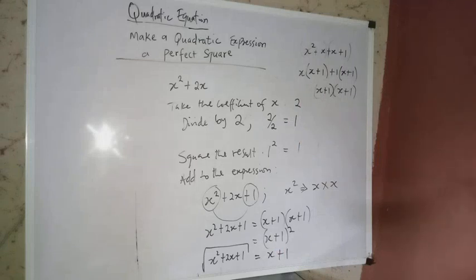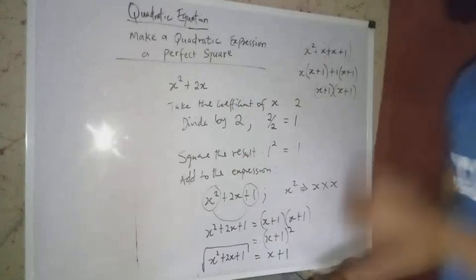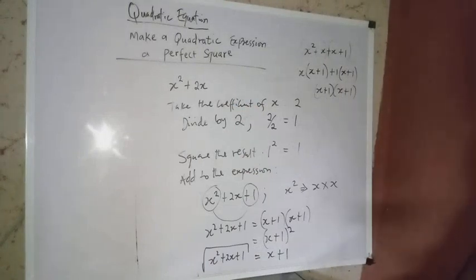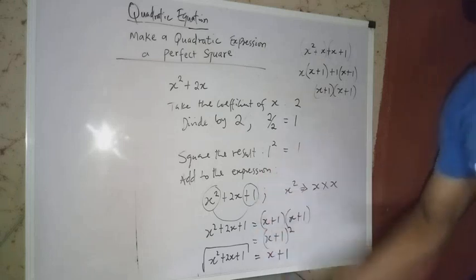So this is just how this goes. This is what we mean by making a quadratic expression a perfect square. So we can make a quadratic expression a perfect square. Alright, so we'll do another example.